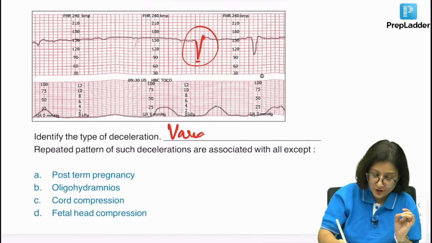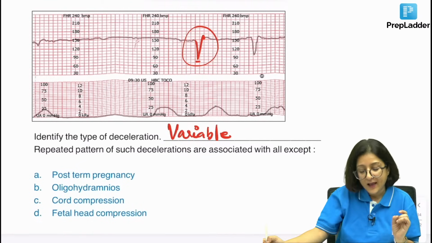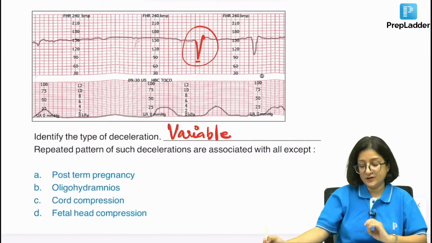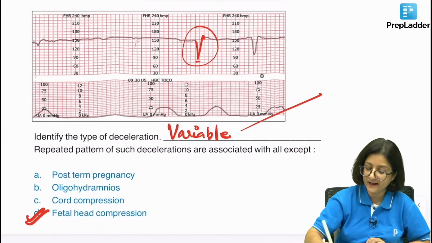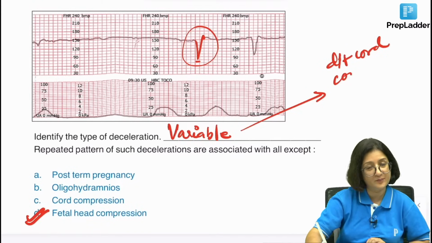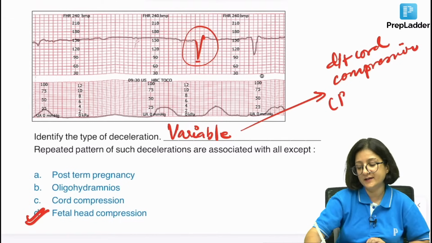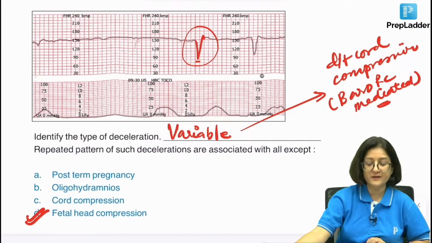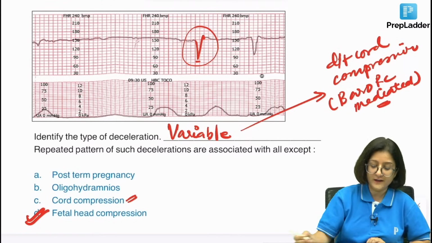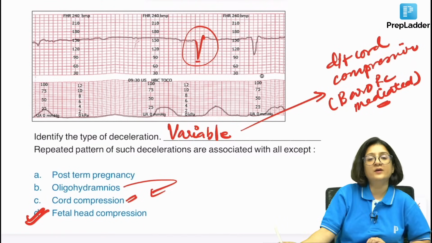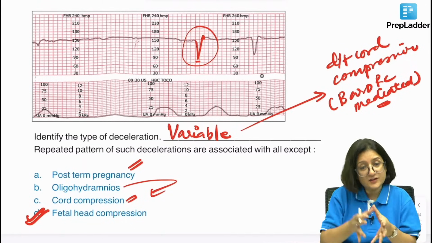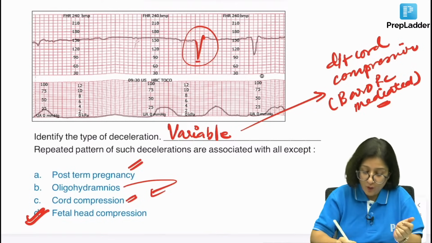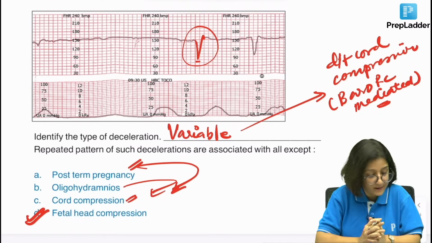This kind of deceleration is called variable deceleration, and a repeated pattern of such decelerations is associated with all except fetal head compression. So basically they are due to cord compression. They are baroreceptor mediated. Now the risk of cord compression is more likely when there is oligohydramnios, isn't it? Post-term pregnancy gets complicated with oligohydramnios, so it is more likely associated with cord compression, right?